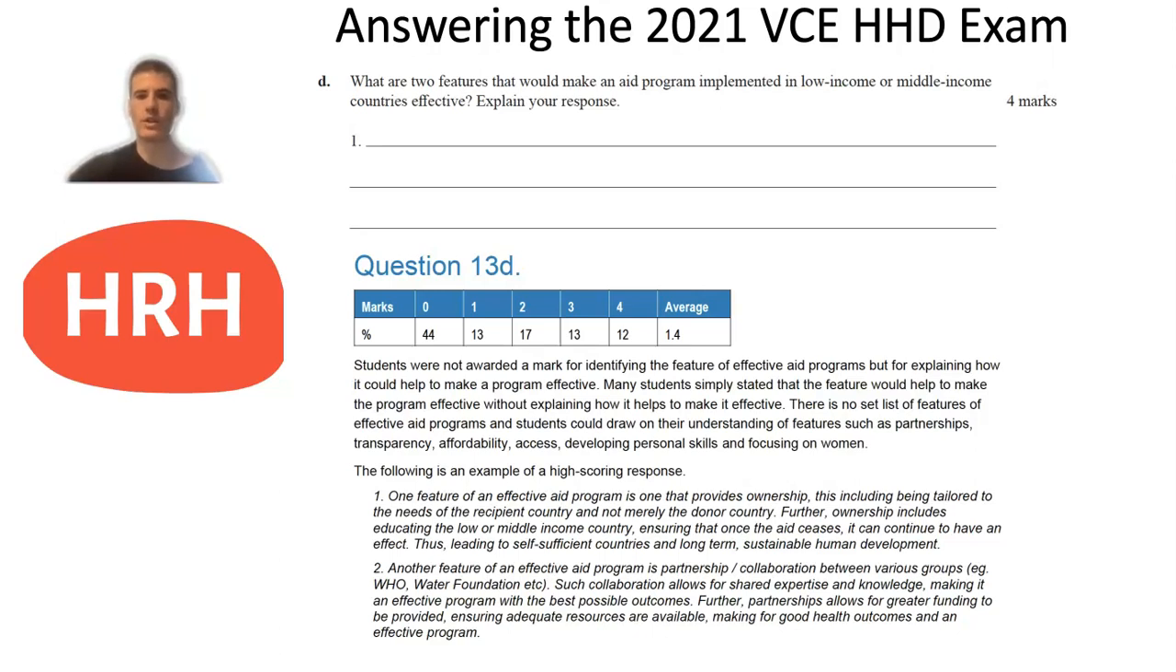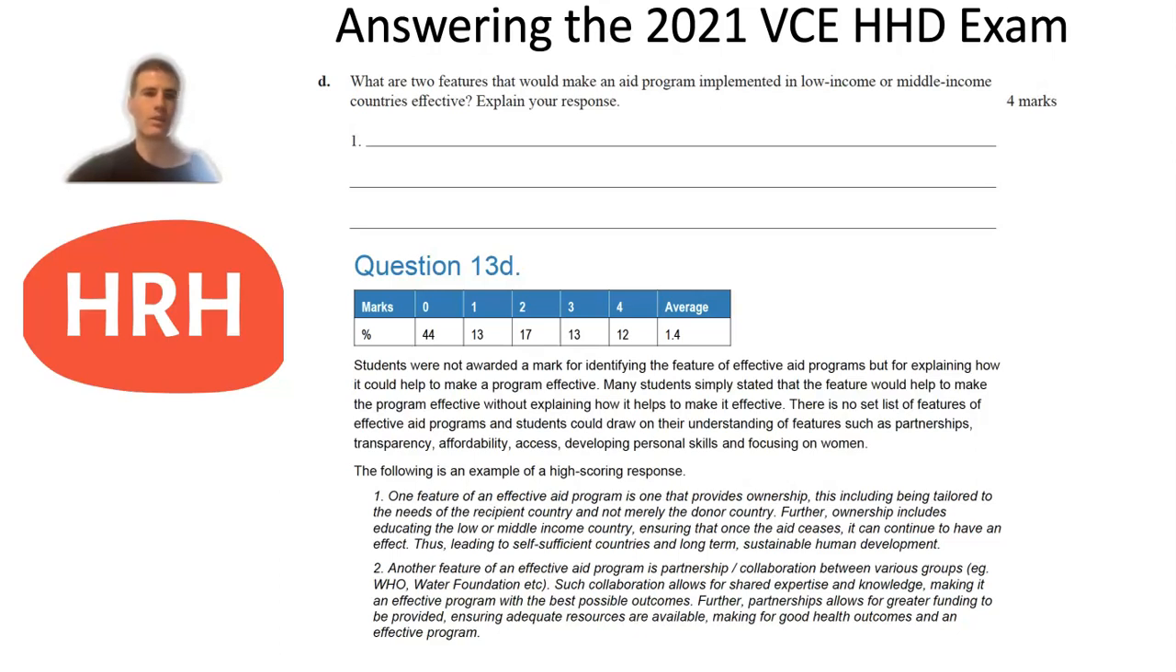The first one mentioned ownership, and that includes being tailored to the needs of a recipient country and not merely the donor country. And so that includes education, and ensuring that once the aid ceases, it can continue to have an effect, and that can lead to self-sufficient countries and long-term sustainable human development.